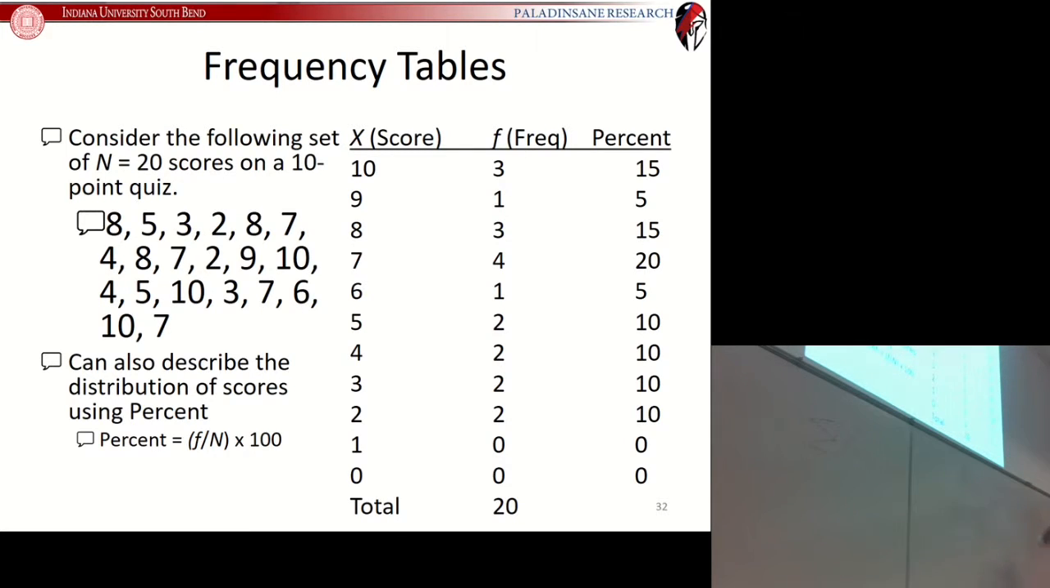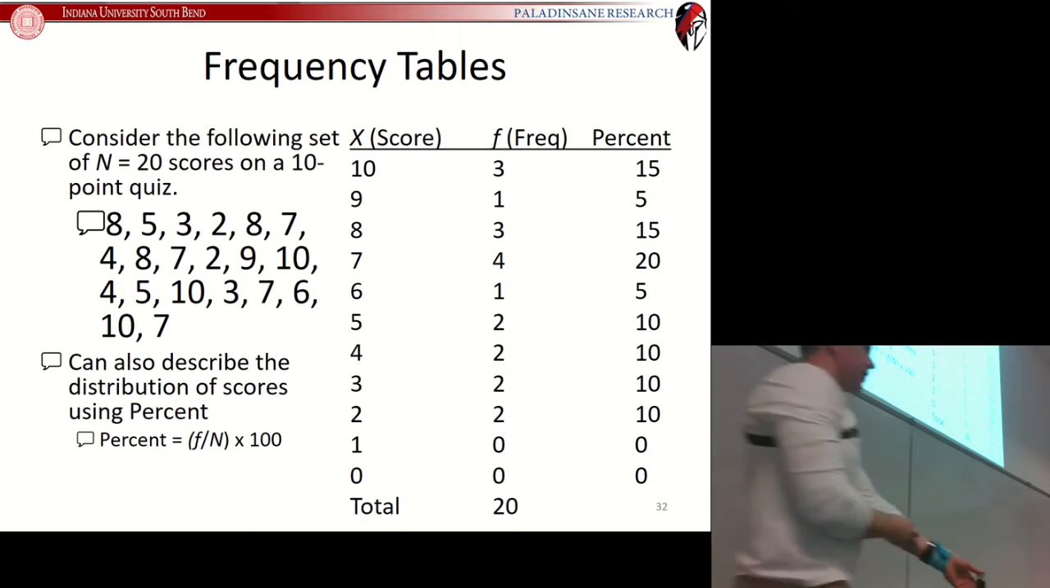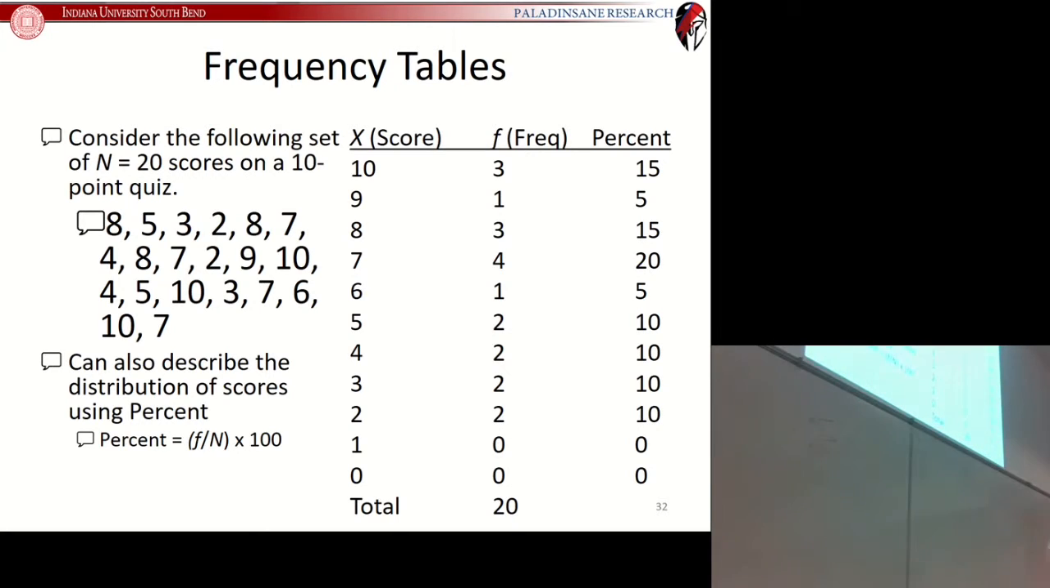And once again, outside of rounding error, if you sum up the percents, you should get to 100. Sometimes, because of rounding, you get to 99.9 or 100.1, whatever it is. But it should be close. It shouldn't be too far. All right, any questions on frequency tables?